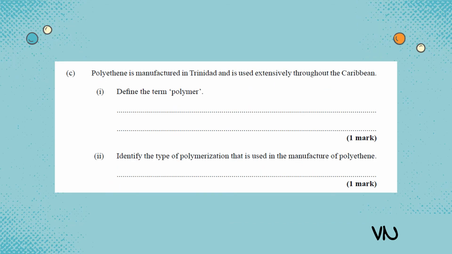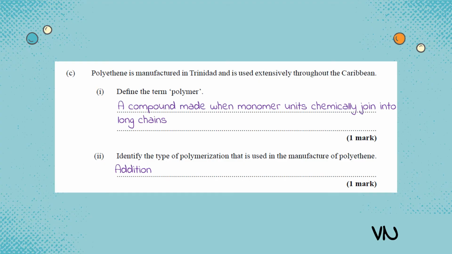Part C of the question tells us that polyethylene is manufactured in Trinidad and is used extensively throughout the Caribbean. Define the term polymer for 1 mark, and also for another mark, identify the type of polymerization that is used in the manufacture of polyethylene. So polymer is defined as a compound made when monomer units chemically join into long chains, which we call macromolecules. And the type of polymerization that is used in the manufacture of polyethylene will be addition.